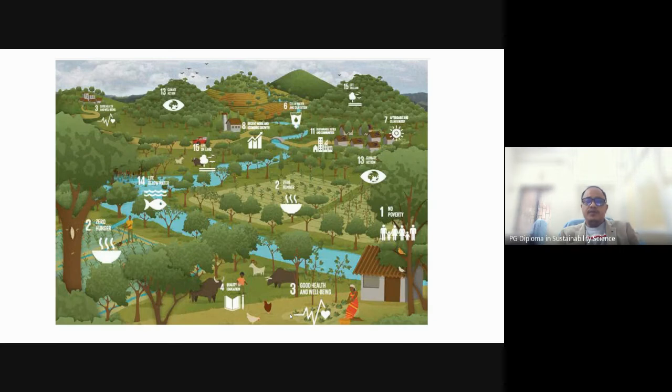For example, when we talk about ending poverty or ending hunger or no poverty, that means a good environment in terms of ecology, natural resources, in terms of livelihood, in terms of a good society, right? Then only you will have good health and well-being. Good health and well-being is only possible when you have a good livelihood. That good or better livelihood has another interconnection.